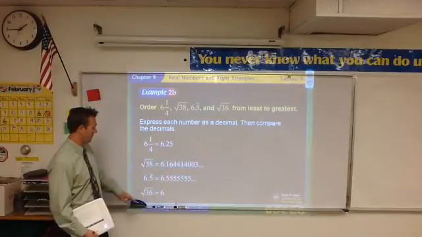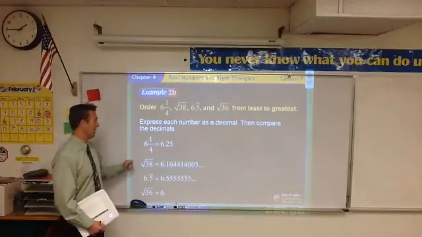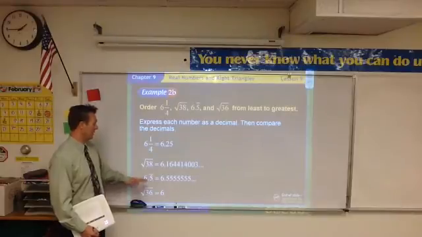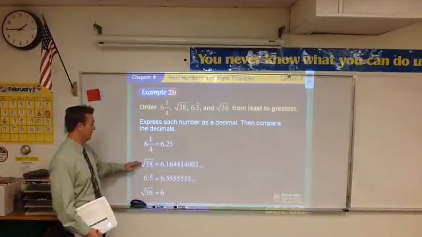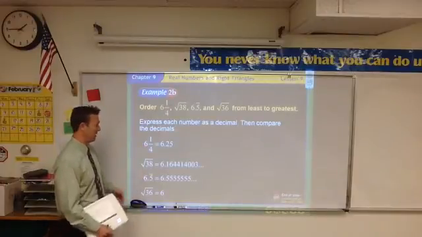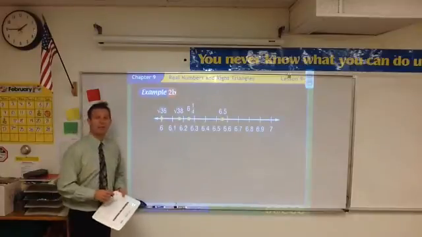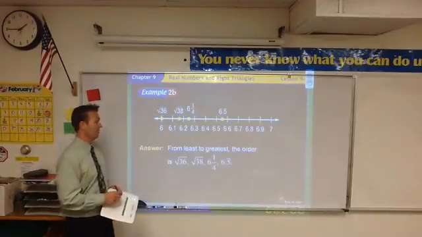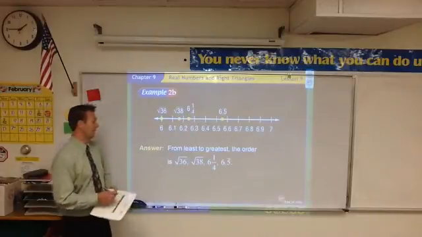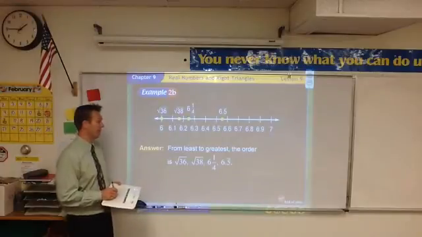Mr. Visser, you made a mistake. Okay, so now we have to express each number as a decimal and compare the decimals. You'll see that the square root of 36 is the smallest, then it goes to the square root of 38, and after that it would be 6 1/4, finally followed by 6.5 repeating. And you can see that on the number line, and so putting them in order from least to greatest is, as I said, square root of 36, square root of 38, 6 1/4, and 6.5 repeating.